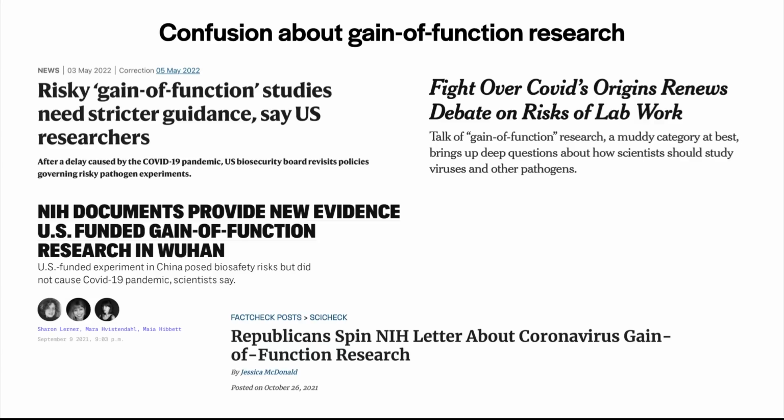Republicans spin NIH letter about gain of function research. So now it's become politicized. So it is actually the Republican Party that wants to restrict this kind of research. That's the reason for the confusion. The public thinks gain of function is all bad. So when they hear gain of function, they say, oh, was that where SARS-CoV-2 came from? No.